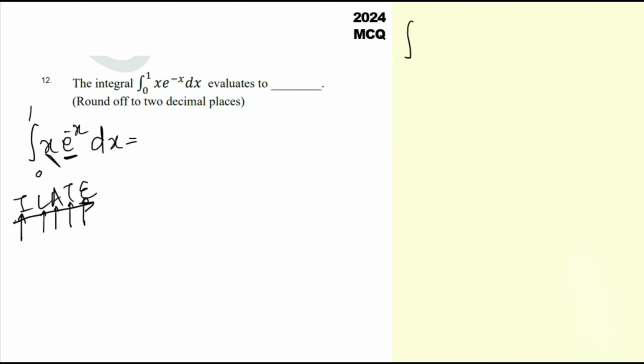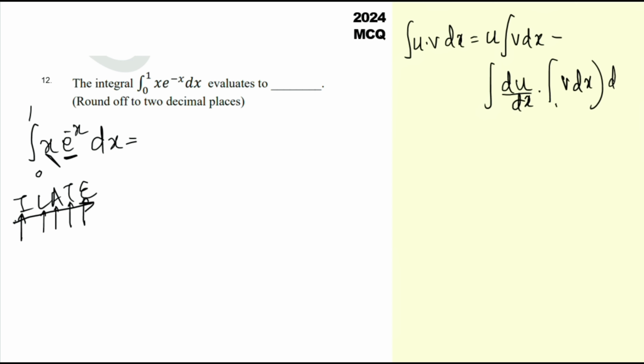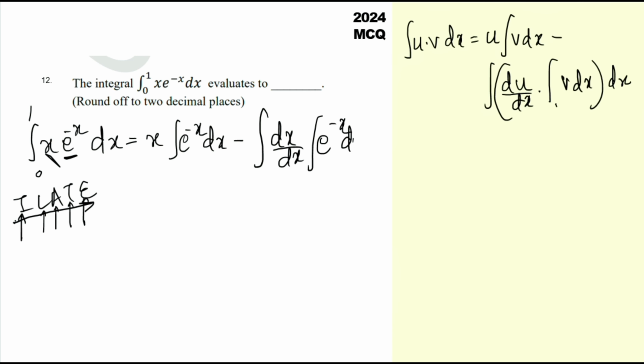Since we know integration of u v is u into integration of v minus integration of du by dx into integration of v dx, and then whole dx. So we will just follow the property. We will get x into integration of e raised to power minus x dx minus integration of dx by dx, into minus e raised to power minus x.